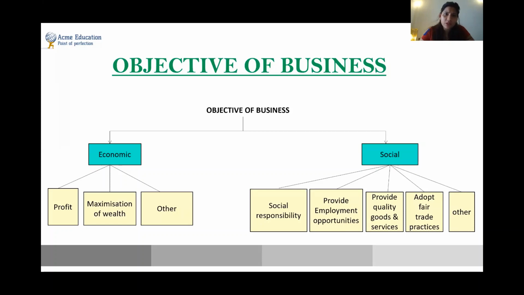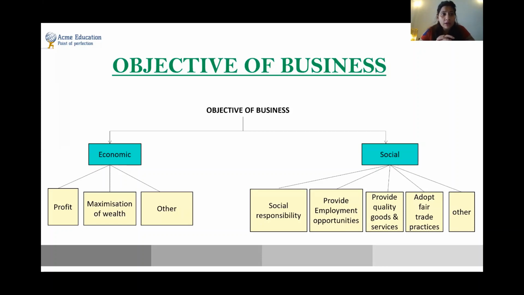Now, when you're doing business, you need to provide opportunities to the people who can come and work in the organization as an employee, because of which the people can earn money for themselves, they can grow, and also the country's problem of unemployment can be solved and it can be reduced. The third is providing good quality of the goods and services. Now, when you're doing business, you need to provide better quality of the goods and services.